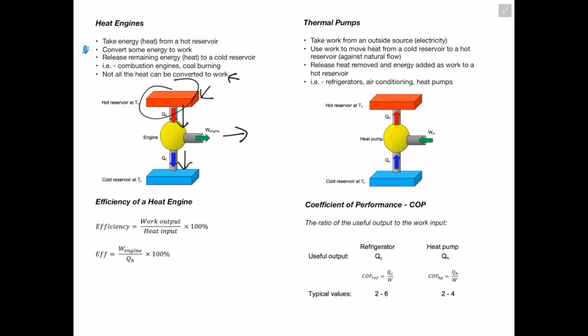And then for thermal pumps, it's basically the opposite of a heat engine. We're going to take work from an outside source, normally electricity, and that work is going to go into the engine, and we're going to use that work to move heat from a cold reservoir into a hot reservoir. This is against the natural flow, and the excess heat which was removed and energy which wasn't used is also going to go into that hot reservoir.